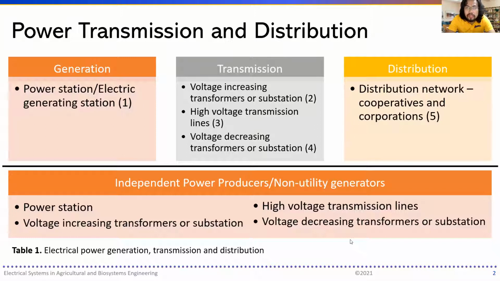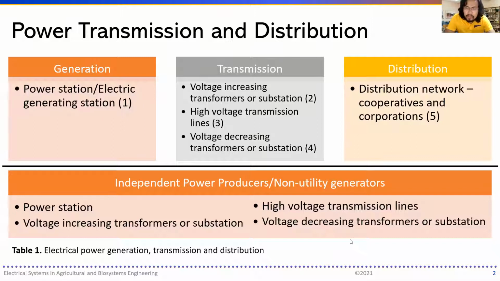So in between transmission and distribution, the electricity needs to be stepped down so that the voltage value will now be at a level that is readily usable by equipment in the homes, in commercial areas, and even in industries. Okay, so that's the difference between the two.